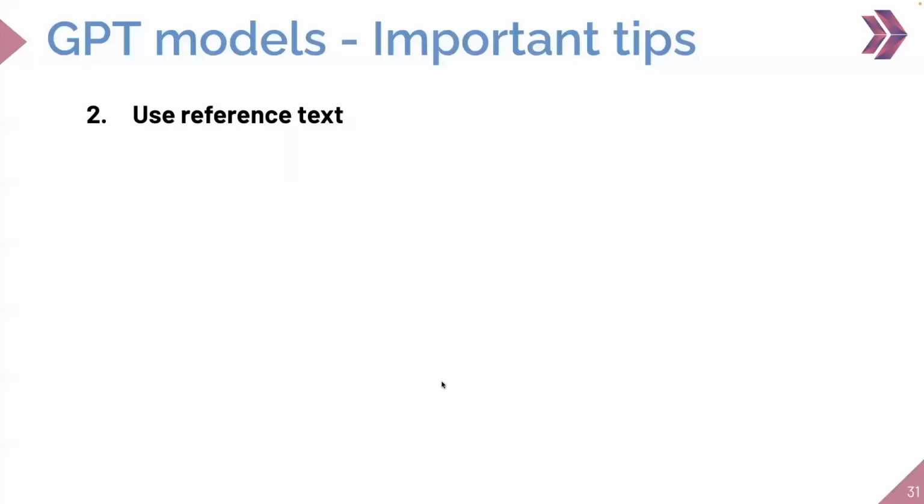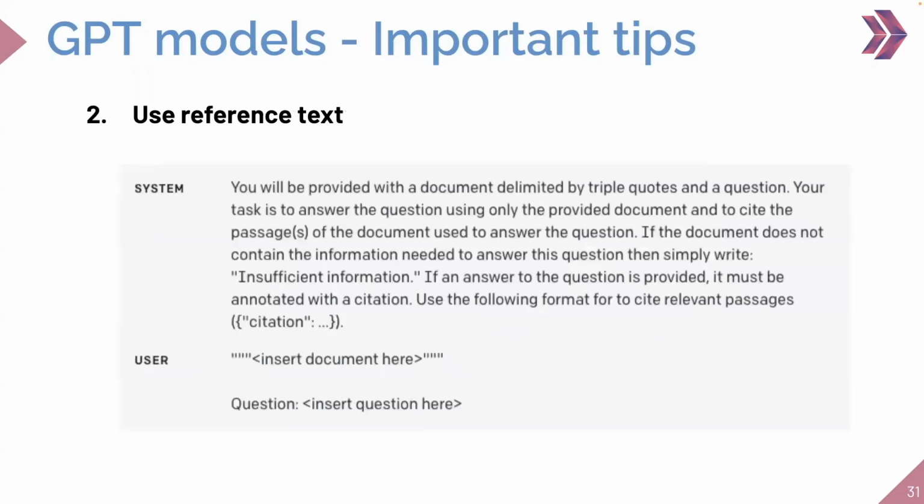Okay, the second one: use reference text. Give some examples, okay? Think that this is an intern in your company, so give any reference text. For example, here you can see: if the document doesn't contain the information needed to answer this question, then simply write "insufficient information". If an answer to the question is provided, it must be annotated with a citation, using the following format. So you are giving some reference text.